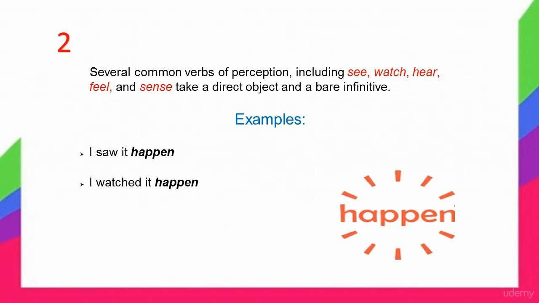2. Several common verbs of perception, including see, watch, hear, feel, and sense, take a direct object and a bare infinitive. Examples are: I saw it happen, I watched it happen.